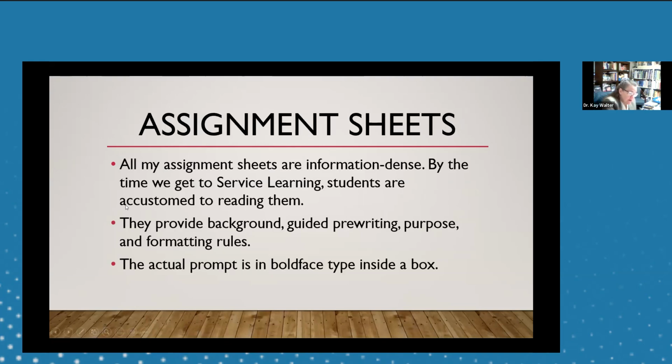My assignment sheets, I give an assignment sheet for every assignment, and they're all very information dense. By the time we get to the service learning project, my students are accustomed to reading those, and I'm going to share pieces of this assignment sheet with you today. They provide background, guided pre-writing, they identify the purpose, they give them the formatting rules. There's one part of my assignment sheet that's inside a box, and inside the box in boldface is the actual prompt they write to. I'll show you that when we get there.